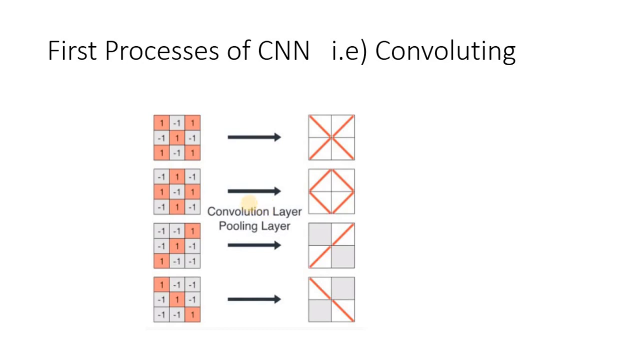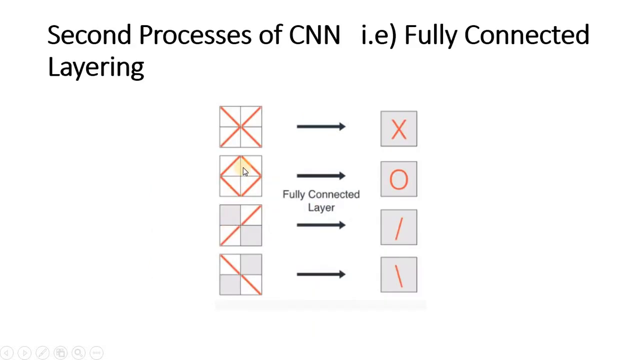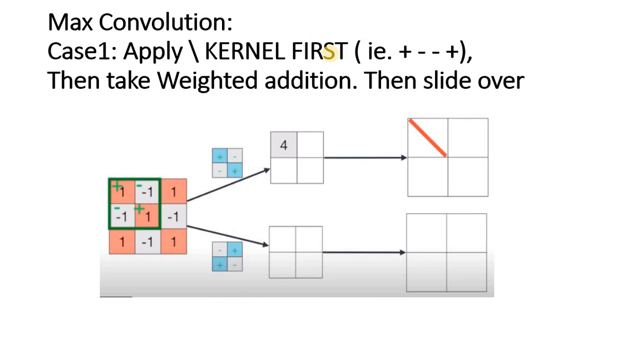Convolution is a process in which you have a convolution layer, and after that you go through a pooling layer. What they are, we are going to explain. It's like a single process of a CNN. That is not a single process. The second process of the CNN is fully connected layering. So there are two processes required: one is convolution, the second is fully connected layering. That completes the convolution network.